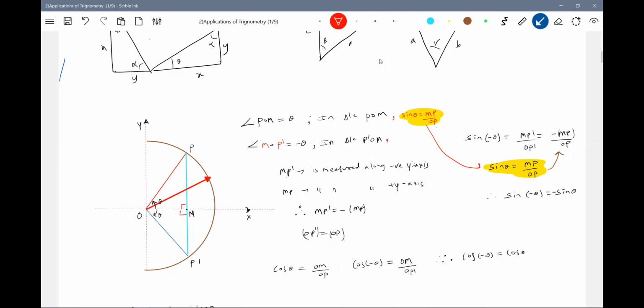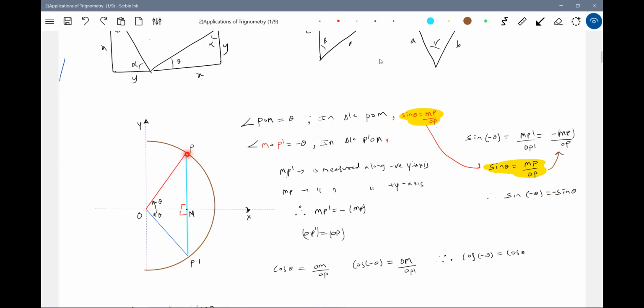So I'm going to rotate it by an angle theta. Then it will become OP, and they'll become a triangle OMP. Let the angle POM be equal to the angle P dash OM, equal to theta. Now, if you look at the angular measurement, this angle theta is measured counterclockwise, so this should be positive. What about here? Angle MOP dash is measured in the clockwise sense. So this angle measurement has to be taken as negative.